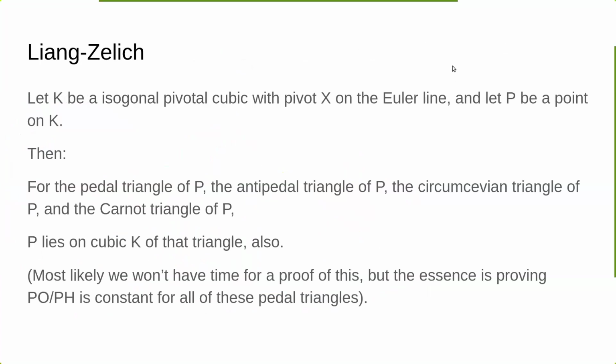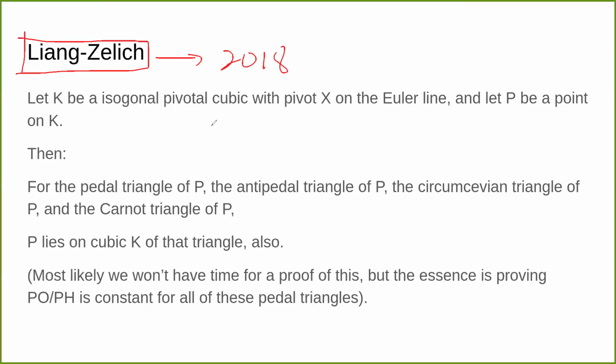That's pretty cool. And here's a big theorem that I was talking about for a while. It's called the Liang-Zelich theorem. This was recently discovered in like 2018 or something by two kids, which is genius. So this says that if you have an isopivotal cubic with pivot X on the Euler line, and you pick any point.